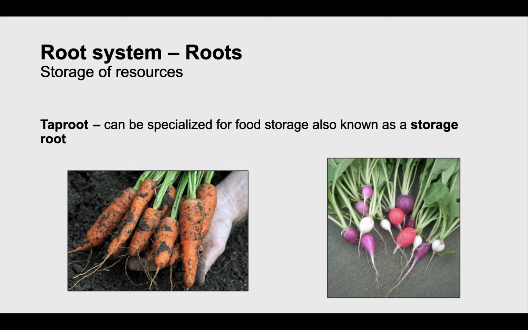And like I mentioned before, some roots have a specific purpose, especially if they're a type of taproot. They can be specialized for food storage and known as a storage root. So carrots are a good example. Radishes are a good example. They are storing resources in that root that the plant can rely on when resources eventually become scarce.